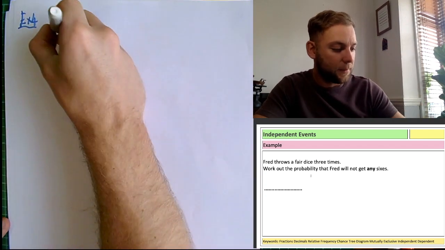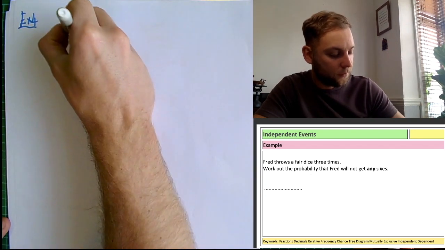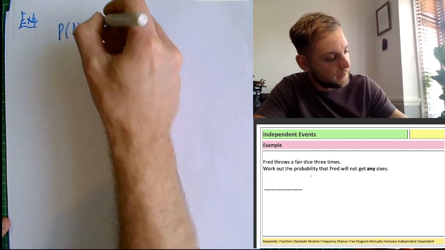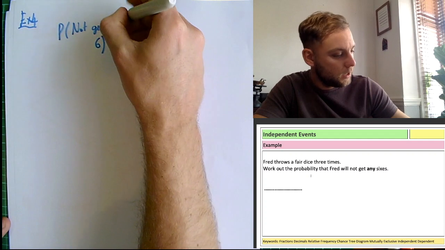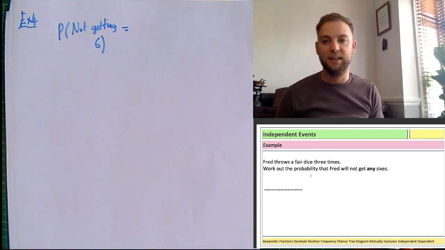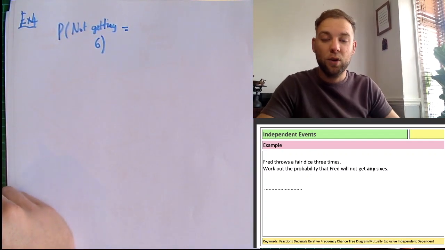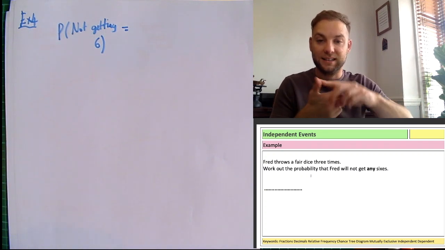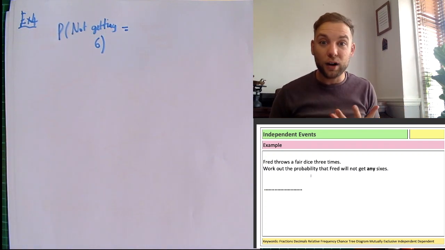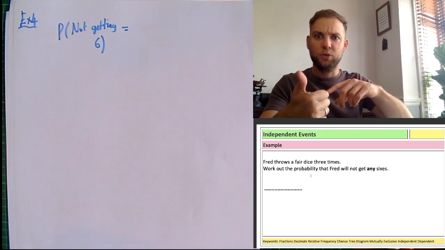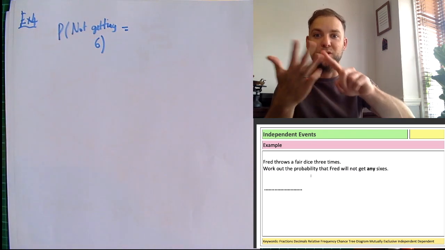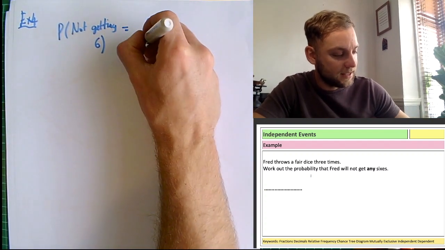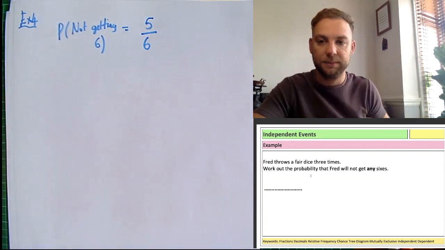So first of all, let's think about the probability of not getting 6. So the probability of getting 6 is 1 out of 6, because there's 1 6 on the dice out of the 6. The probability of not getting a 6 is equal to, well, which ones are not 6? 1, 2, 3, 4, 5. So it's equal to 5 out of 6. So the probability of not getting a 6 is 5 out of 6.